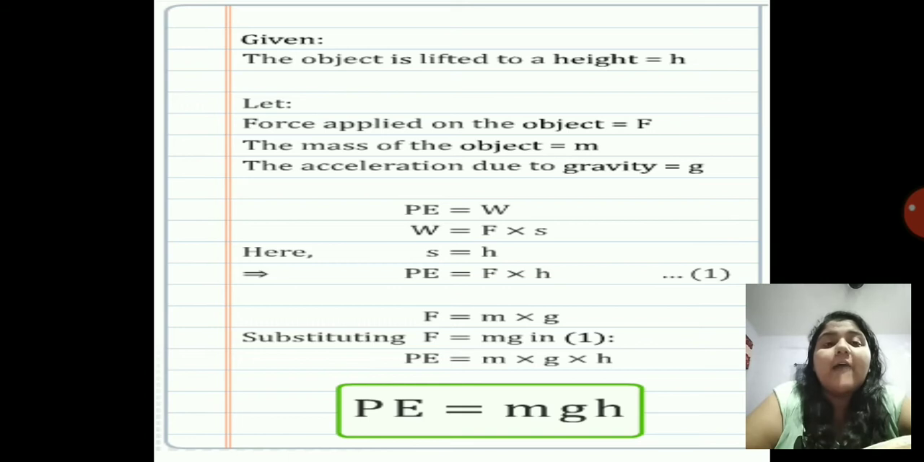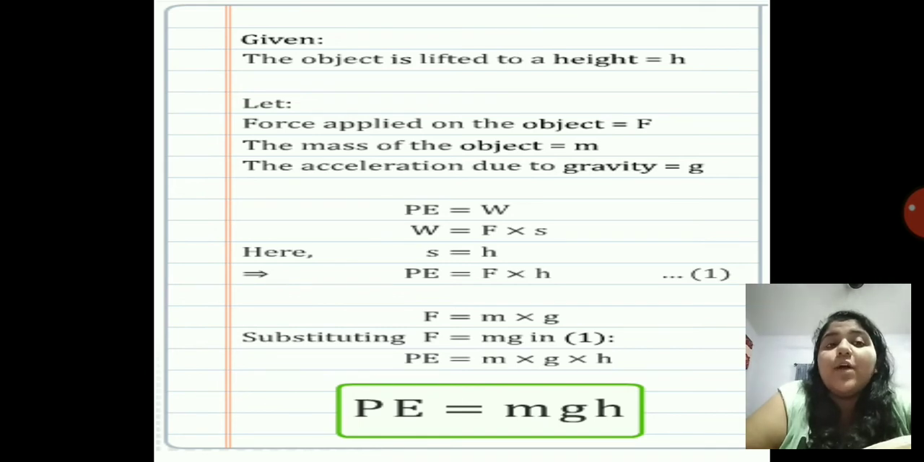See, now we have the derivation of potential energy. The object is lifted to a height h. Let the force applied on the object be F, let the mass of the object be m, and let the acceleration due to gravity be g. So what is now happening, the object has gone to a certain height, so work is done over there. So potential energy is equal to work done. But what is the formula of work done?